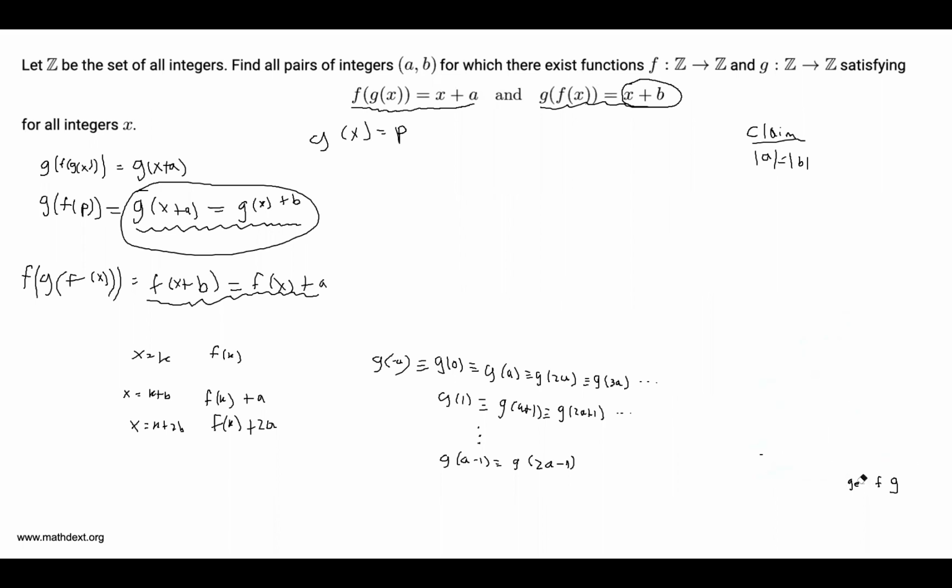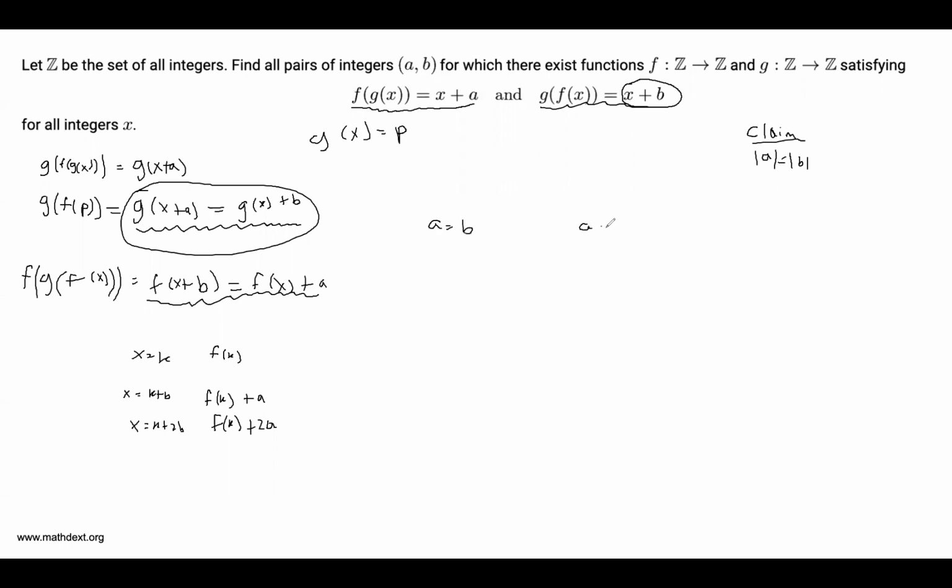Now we just need to prove that this is true for all absolute value of A equal to absolute value of B. We can split this into two cases, one where A equals B and one where A equals negative B. If A equals B, then we get g of x plus A is equal to g of x plus A, so we just have g of x is equal to x, and similarly f of x is equal to x. And if A is equal to negative B, then we can take g of x to be negative x, and then f of x is equal to negative x as well.